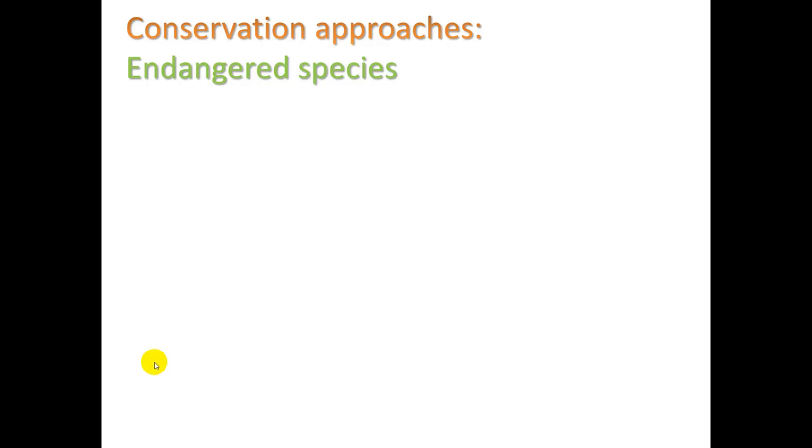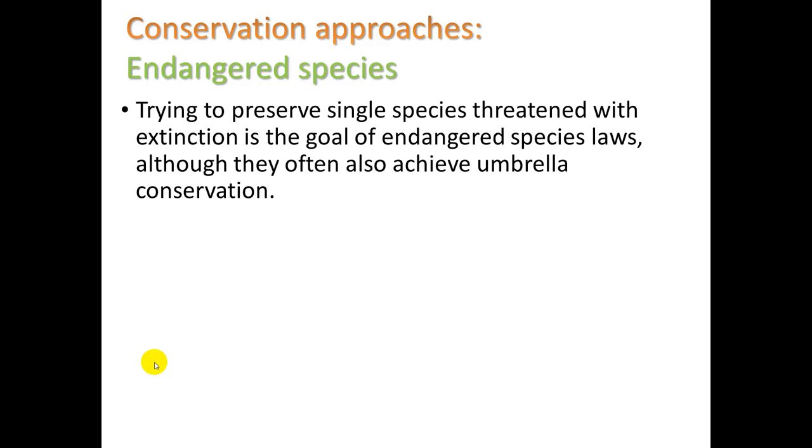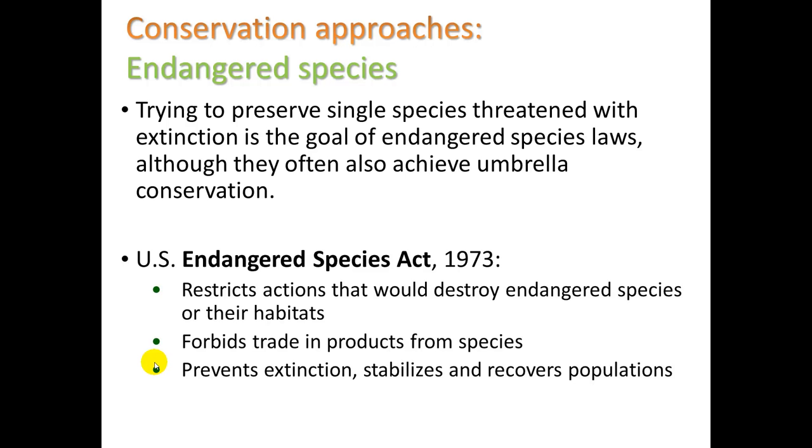So what are some conservation approaches? I mean, we looked at the problems. How can we prevent these? Dealing with endangered species, we can try to preserve single species threatened with extinction by using laws. And they often also achieve umbrella conservation. So what do we mean by this here? Well, by umbrella, we'll get to that point actually in a little bit here.